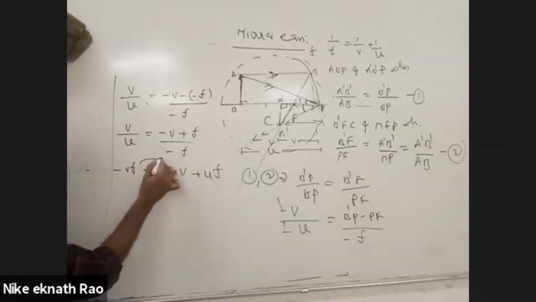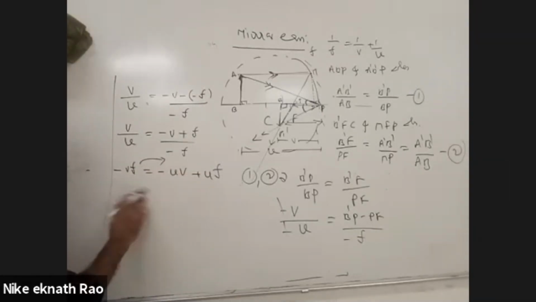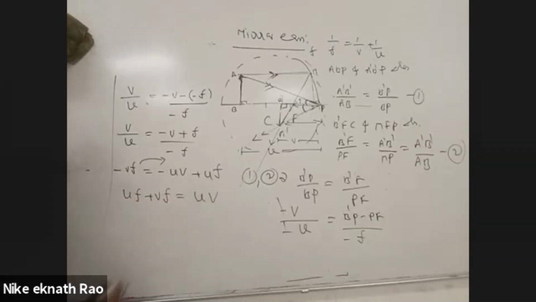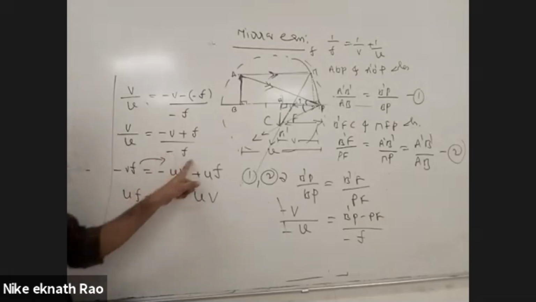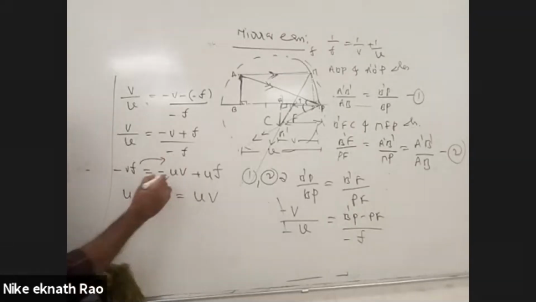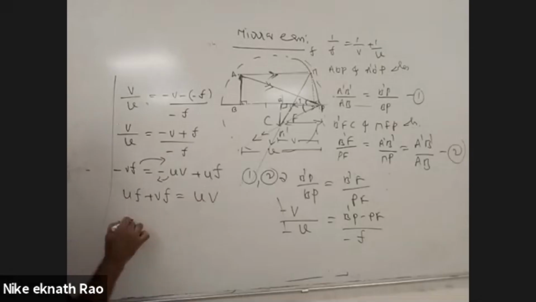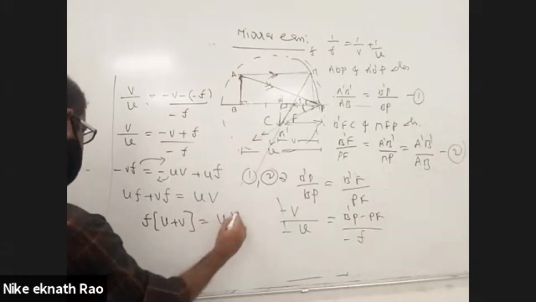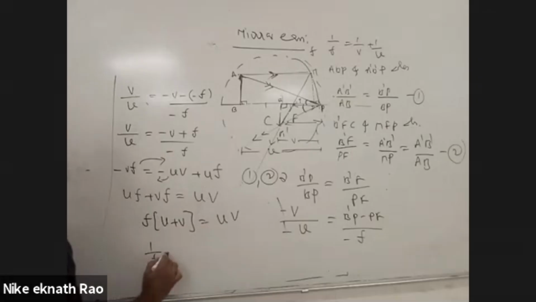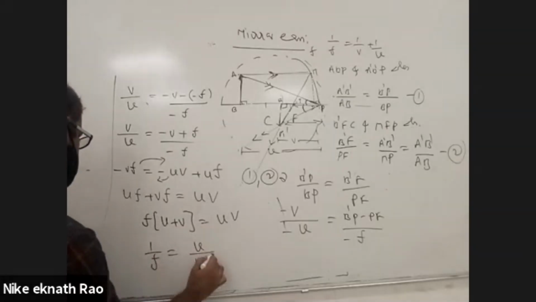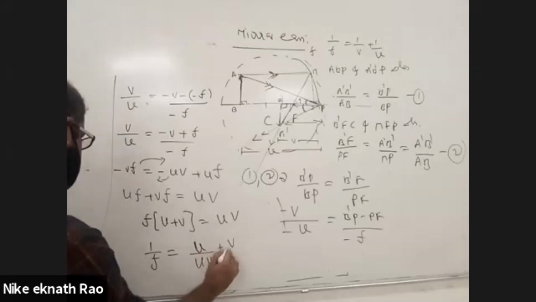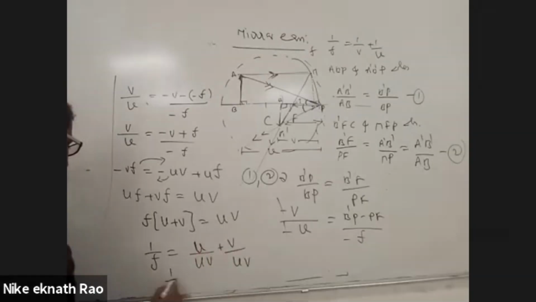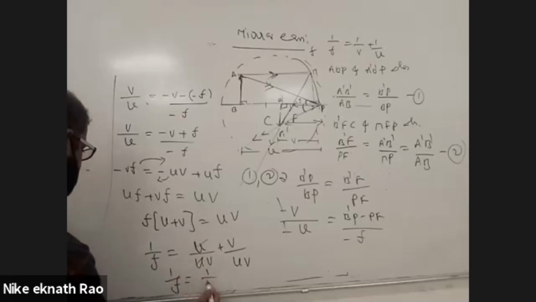Now, take this one this side. You can write UF plus VF is equal to UV. Take this one left side, UV either side. So we have UF plus VF, now take F common. Dividing by UV, 1 by f is equal to 1 by v plus 1 by u.